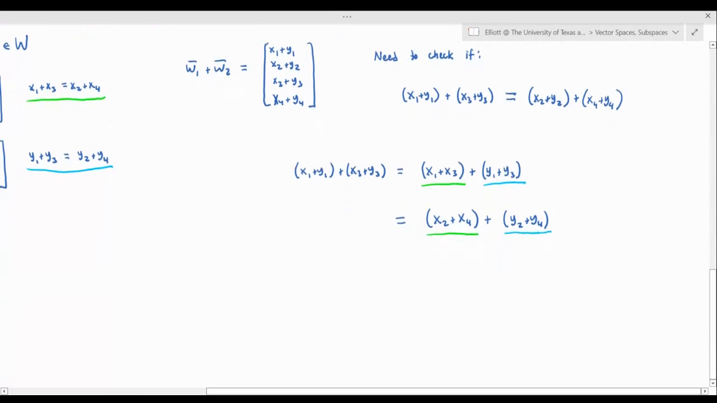So then looking at what we have, starting with x1 plus y1 plus x3 plus y3, we've managed to prove that it's equal to x2 plus x4 and then plus y2 plus y4, okay? So we've proven that this condition is actually satisfied.